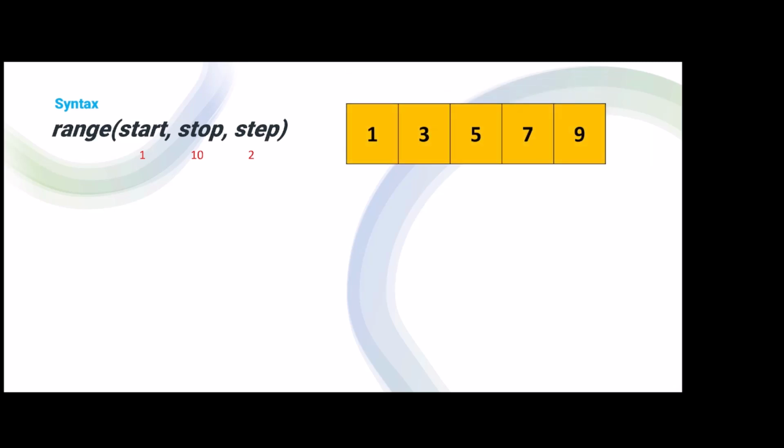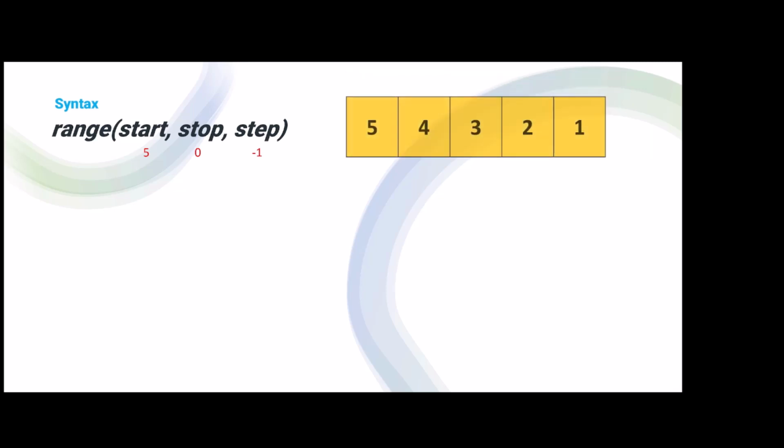To give you an example, if we use this method like this, my starting point is 1, my stopping point is 10, and my step size is 2. What this basically does is it gives you a list of numbers like this. I'm starting from 1 and I'm skipping a number. So that means all the odd numbers from 1 to 9.